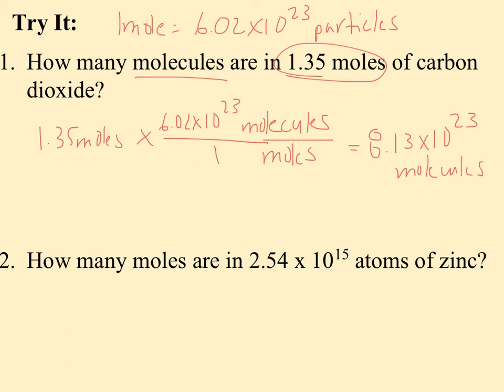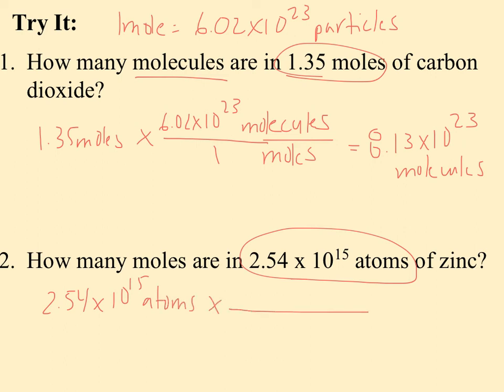How many moles are in 2.54 times 10 to the 15th? There's what I have, 2.54 times 10 to the 15th atoms of zinc. Doesn't matter what kind of atom it is, 1 mole is always 6.02 times 10 to the 23rd. So what I want is moles, what I have is atoms. 1 mole on top, 6.02 times 10 to the 23rd. Make sure that that's in parentheses and treat it as one number.